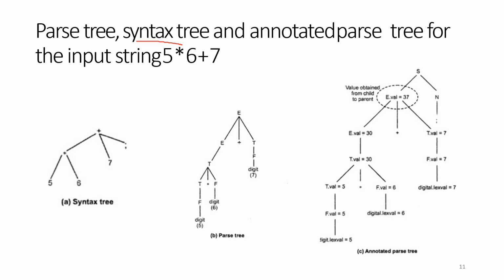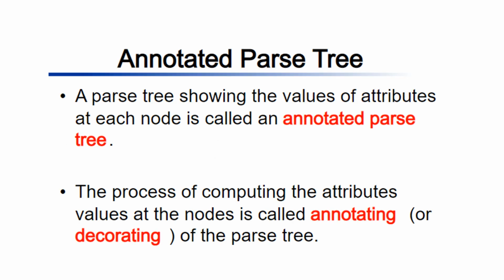An annotated parse tree is one where the grammar symbols along with their attributes and values are shown. So a parse tree showing the values of attributes of each node is called an annotated parse tree. The process of computing the attribute values at the nodes is called annotating or decorating the parse tree. So we can also call this decorating the parse tree.